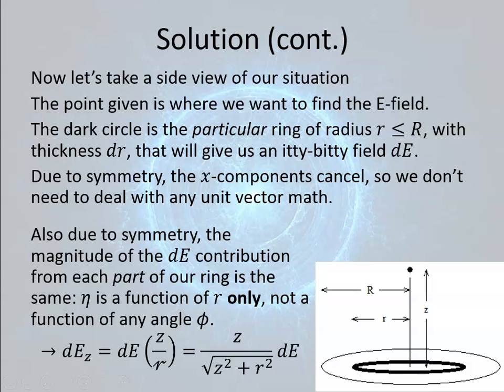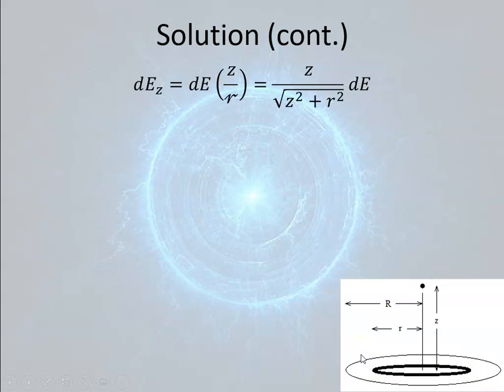So yay, now I have the expression for the contribution to the z component, which is the only non-zero component of my electric field at this point, due to this particular ring of radius little r. Well, what is it due to the whole disk? Well, I need to add up the contributions of all of the little rings that have different radii little r. That is called an integral.